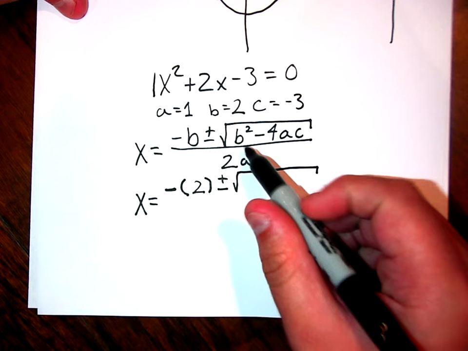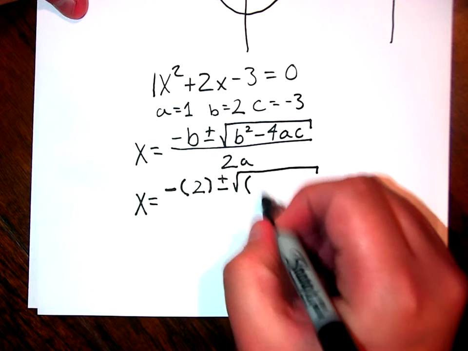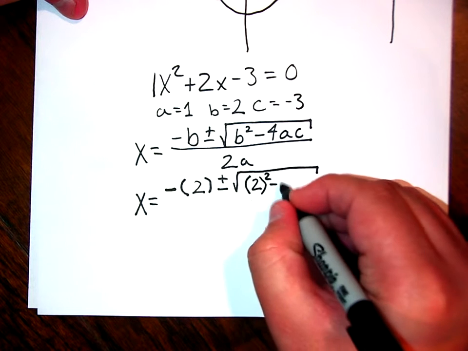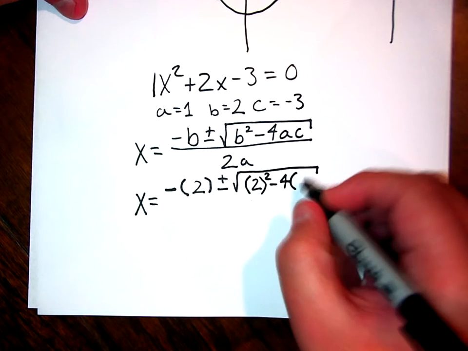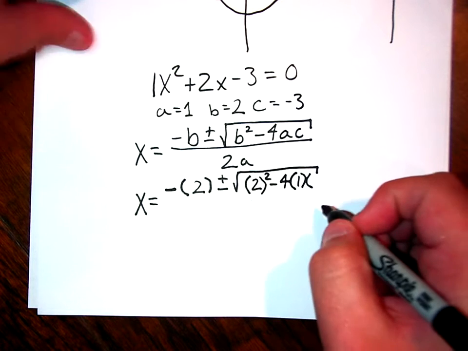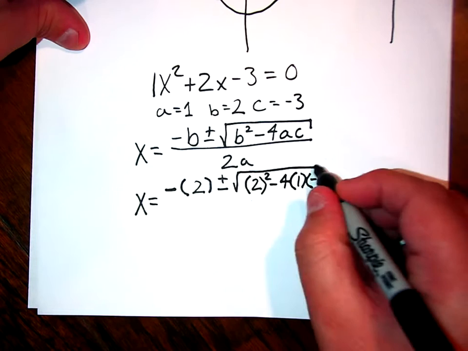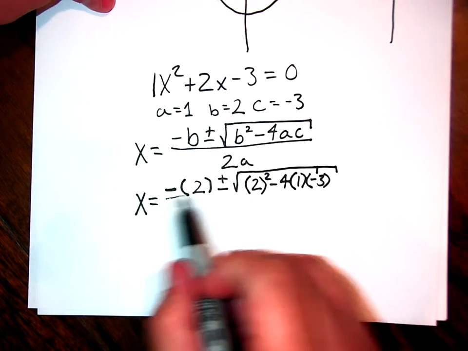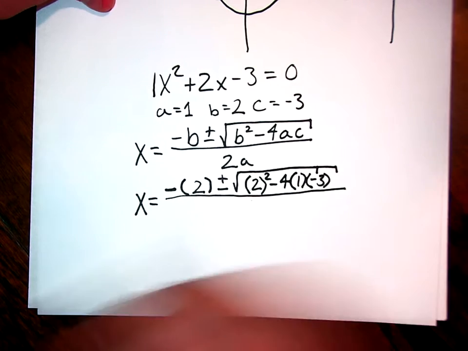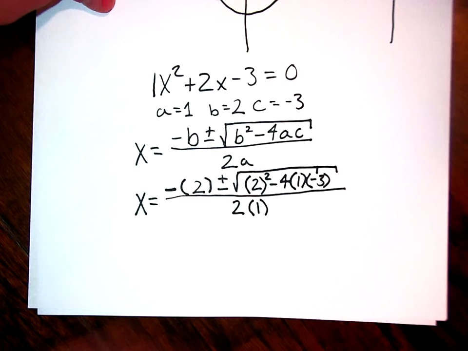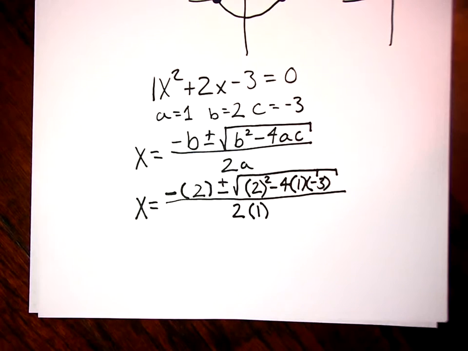next thing is b squared, so what's the b term? It's going to be 2 from right here, squared minus 4 times my a term, a is 1, times my c term, and c is going to be negative 3. So there's the top of my equation, and I still need this fraction line here, so I can put the 2a at the bottom, and so here's my 2, and then the a term is going to be 1. Now I've completed the substitution step for my quadratic, so I have the equation ready to go.